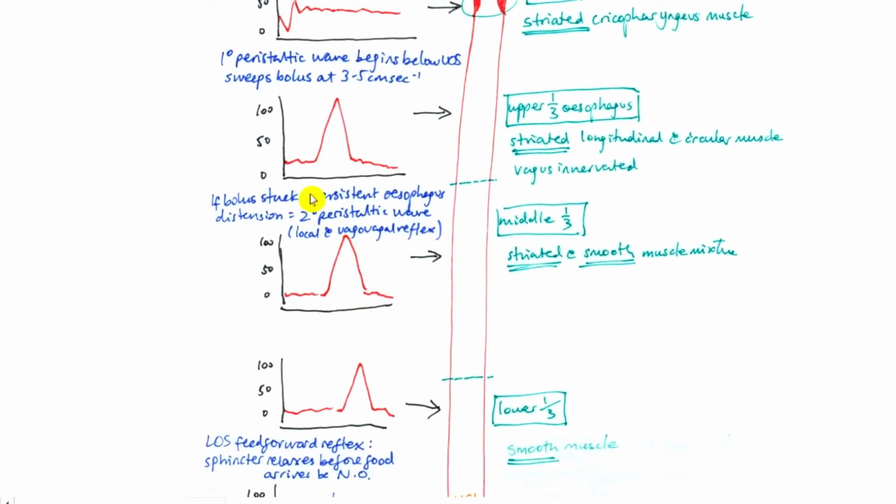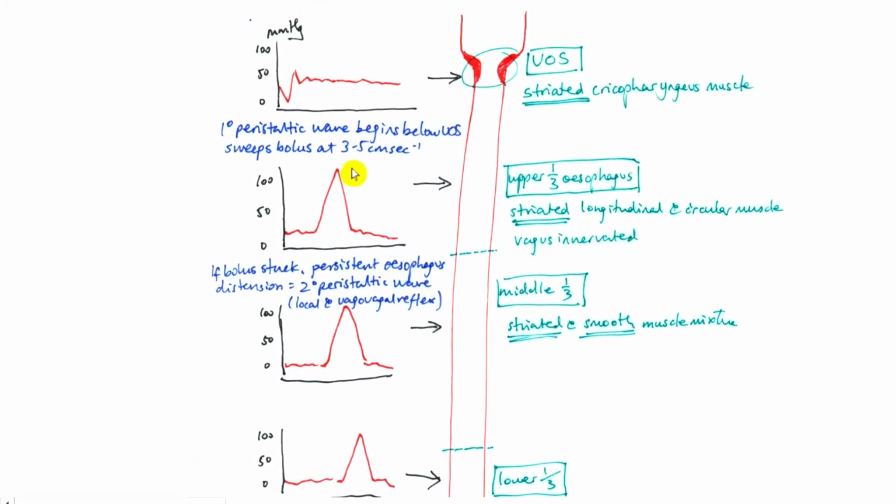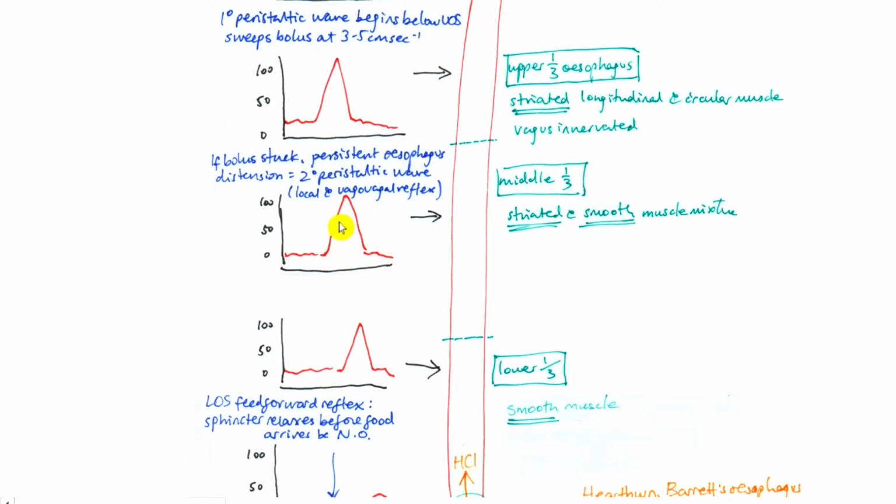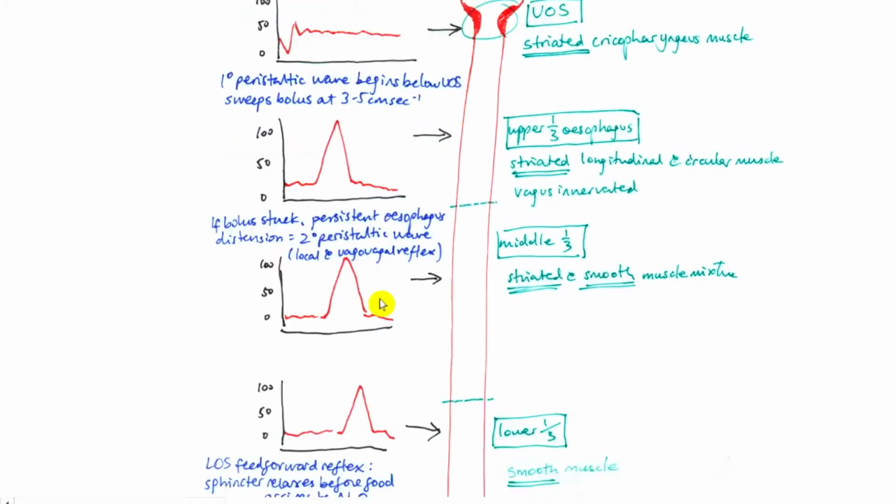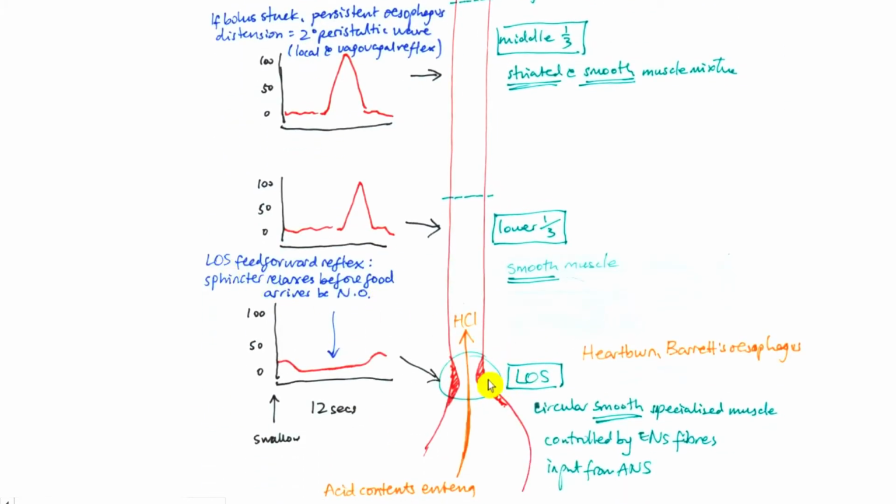If a bolus is stuck, then persistent esophagus distension causes a secondary peristaltic wave via a local and vagovagal reflex. In the upper third, we have an increased pressure. The middle third has increased pressure, which is more delayed, and so on in the lower third, until we reach the lower esophageal sphincter. This has a feed-forward reflex. The sphincter relaxes before food arrives because nitric oxide has been secreted by cells nearby, and this relaxation allows the food to pass through.